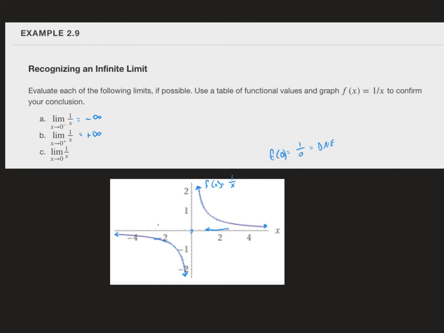And for part C, what is the limit as x approaches 0? There's no plus or minus sign. That means the two-sided limit. Because our A and B answers are different, the two-sided limit does not exist. Does not exist.